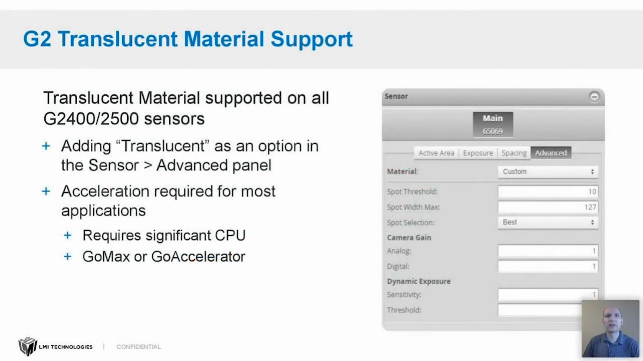So this is something that's supported on all 2400 and 2500 sensors. It's exposed in the advanced sensor panel. So you just have to select translucent under the spot selection mode, and then away you go. You've got your more accurate detection of those top points.